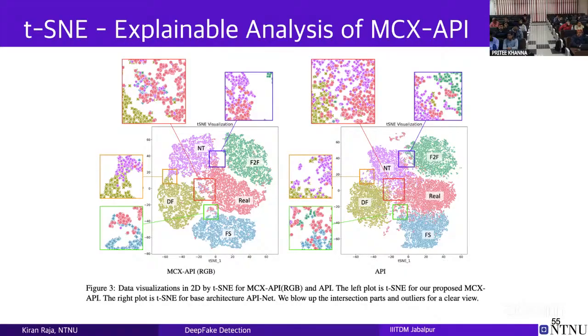try to learn a detection mechanism, you see that if you are using a simple architecture, the clusters are like this. The clusters of the different kinds of deepfakes and the real ones are all here. The fake samples are here. The face swap is here. The F2F face-to-face is here. Neural texture is here.